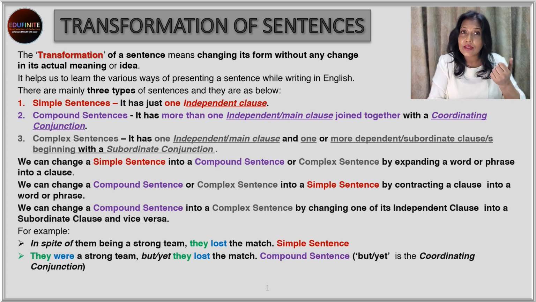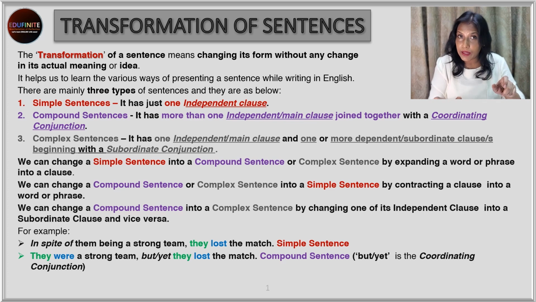Next, to turn this into a compound sentence, we'll have to have two independent clauses. And so we have changed "in spite of them being a strong team" into "they were a strong team." Here, they is the subject, which is a pronoun, and were is the verb. So "they were a strong team" gives us a complete meaning. So it is an independent clause because an independent clause always gives us a complete meaning. And the other part, "they lost the match," is also an independent clause because it has a subject, it has a verb, and it expresses a complete meaning.